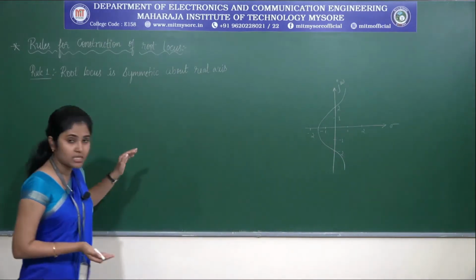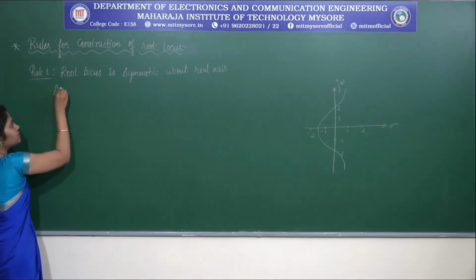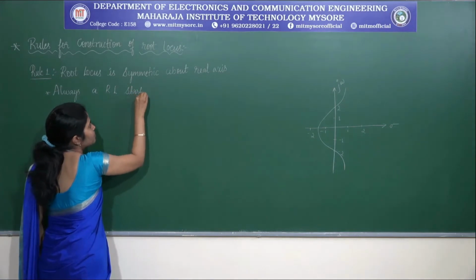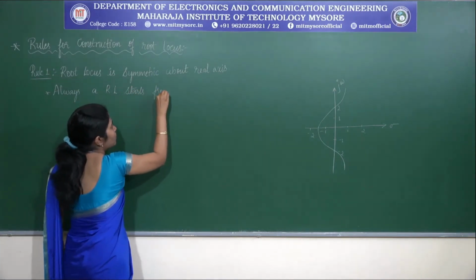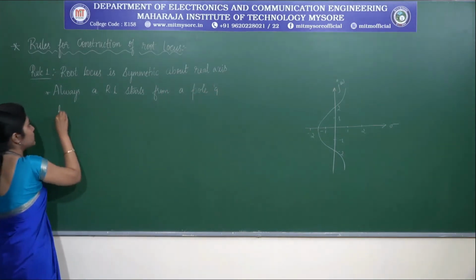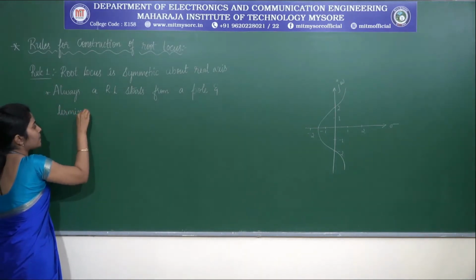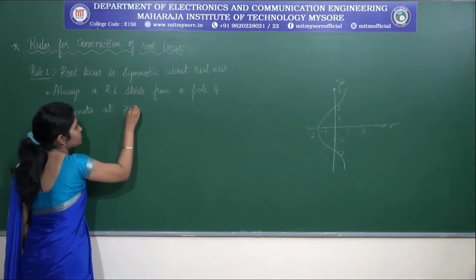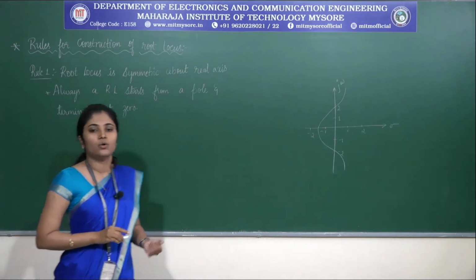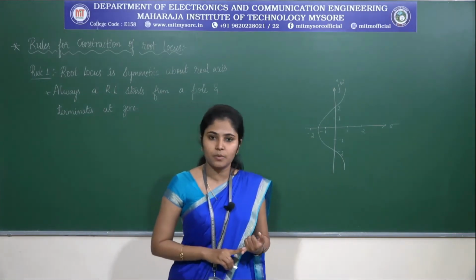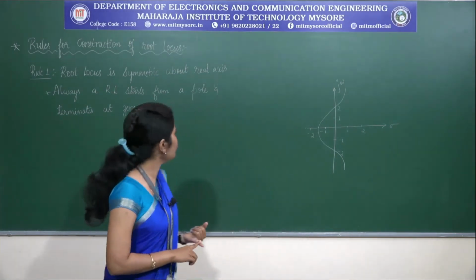Okay. Along with this, it tells that always a root locus starts from a pole and terminates at zero. So this is nothing but rule number 1, that is, root locus is symmetric about real axis, and then always a root locus starts from a pole and terminates at 0. So moving on to rule 2.